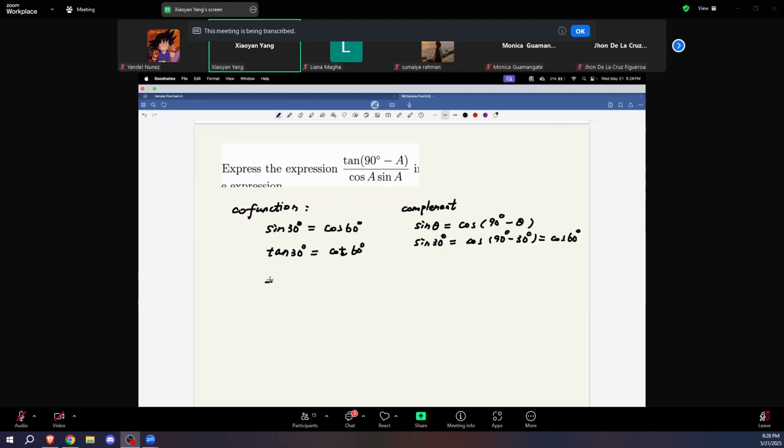So what about this? If tangent theta is equal to cotangent of 90 minus theta, vice versa, we have cotangent theta is equal to tangent of 90 minus theta. Remember, theta plus 90 minus theta will cancel out, still equal to 90. So right now we want to adopt the formula: tangent of 90 minus A is equal to cotangent A.